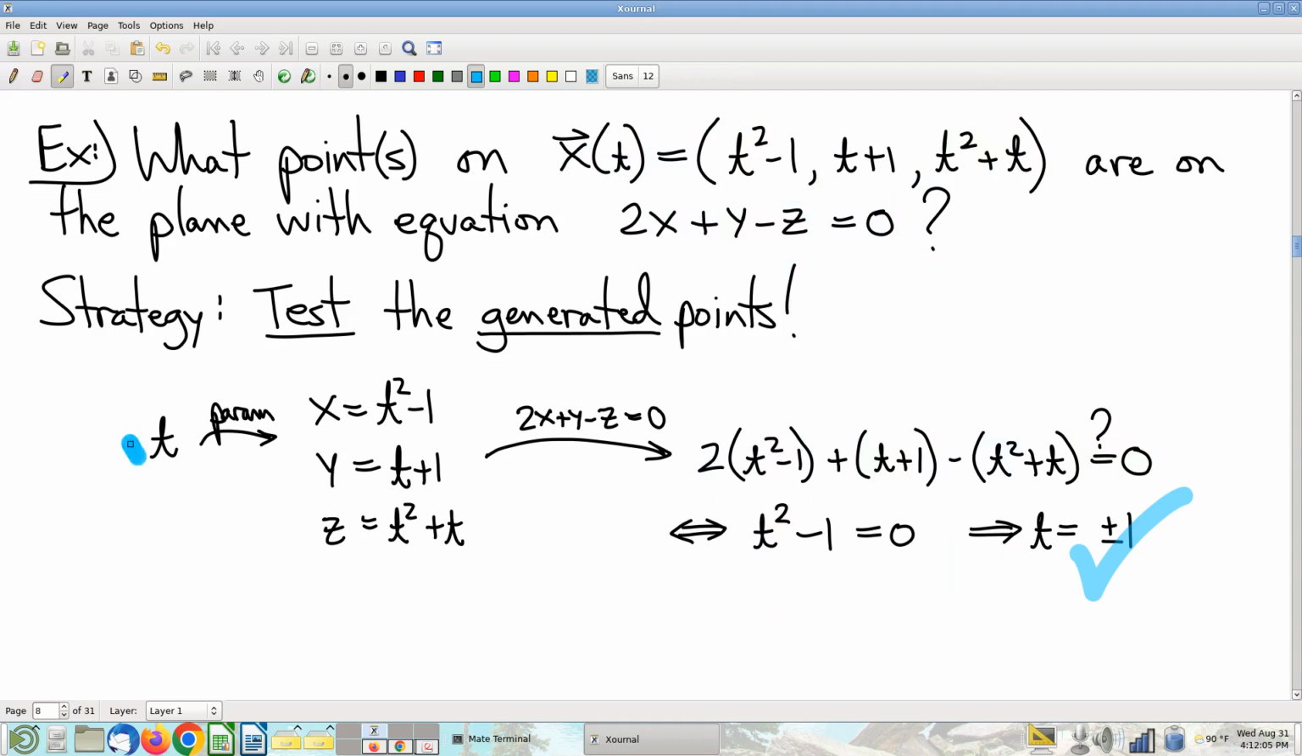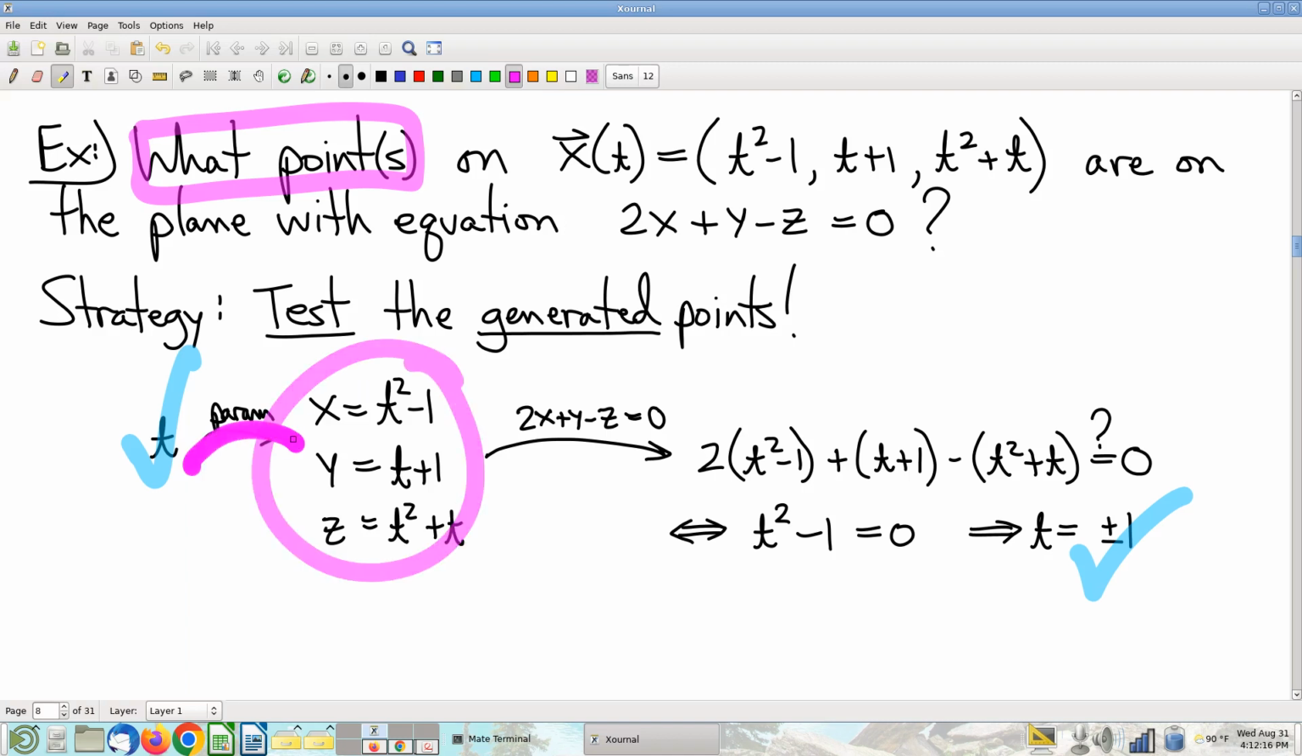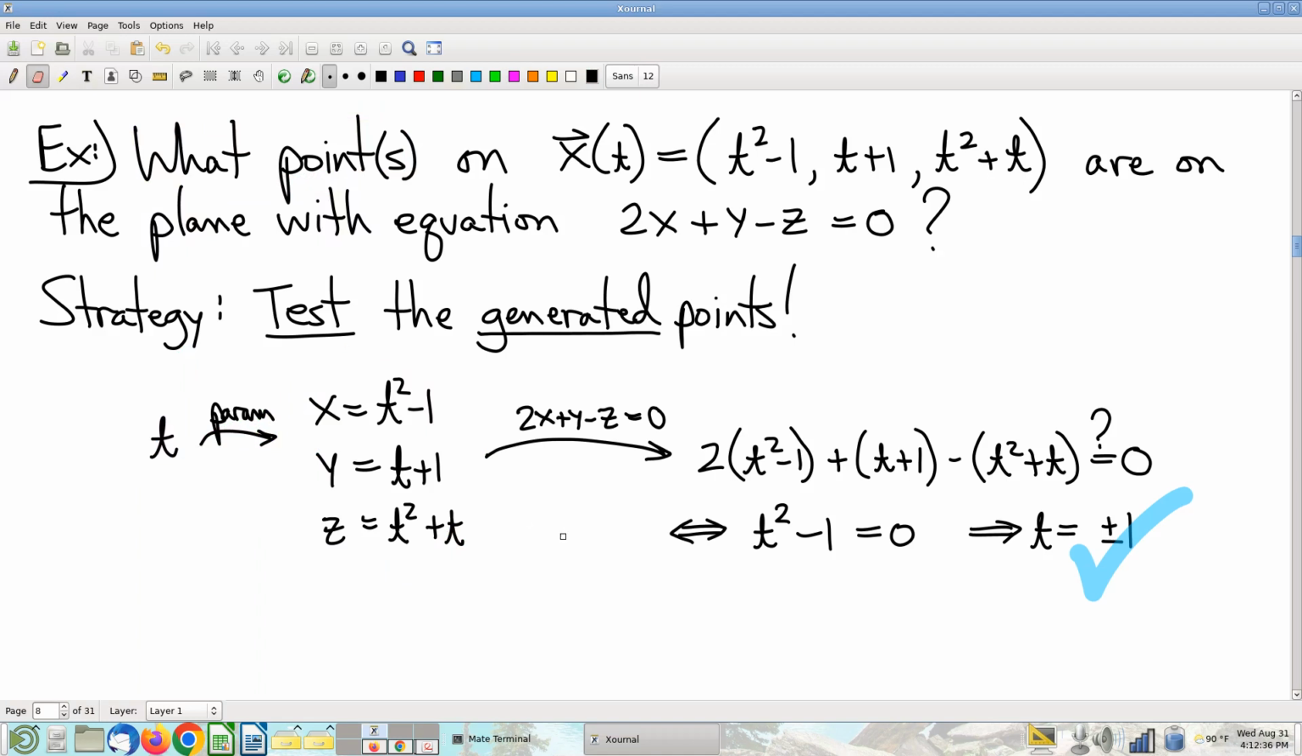Those are the values of t that work. That wasn't the question. The question was, what are the points? Well, just don't forget, the points are what you get when you plug into the parameterization. So once you've solved for these appropriate values of t, you've got to plug those into the parameterization. That'll tell you what the actual points are. And now you spike the football. Is that good? Okay. All right.